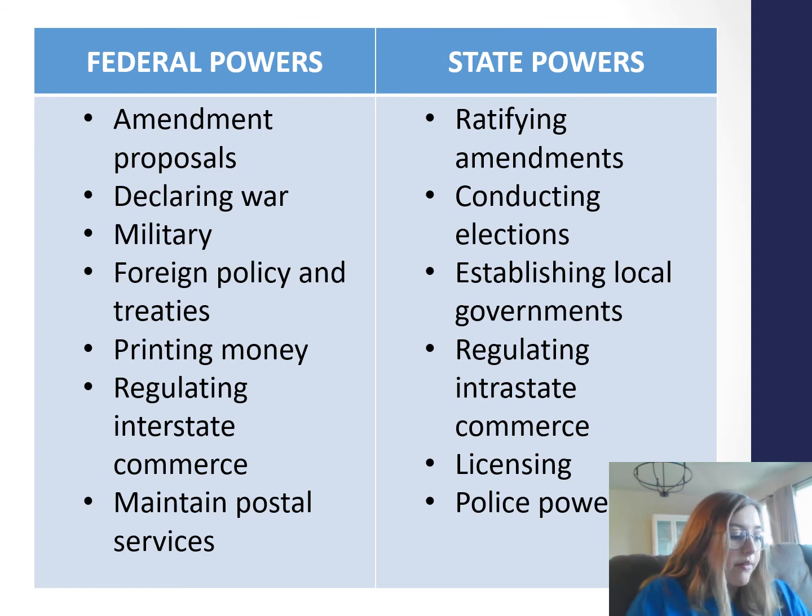The federal government, constitutionally speaking, can propose amendments, can declare war, run the military, set foreign trade policy, sign treaties, print money, right? All of those things that you find within the text of the Constitution really are mostly federal powers that are laid out.